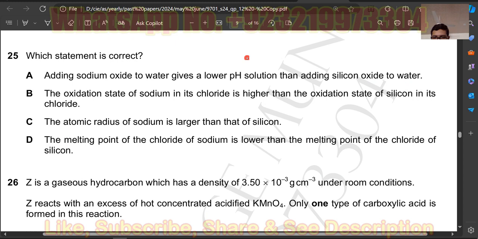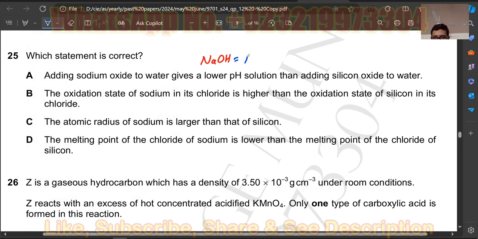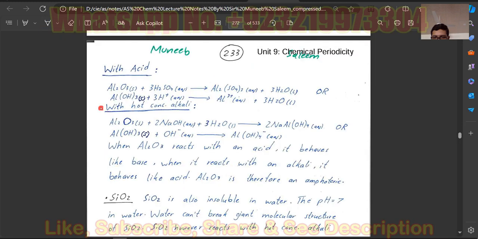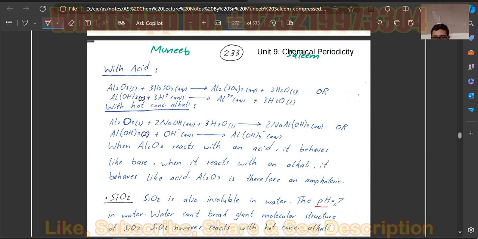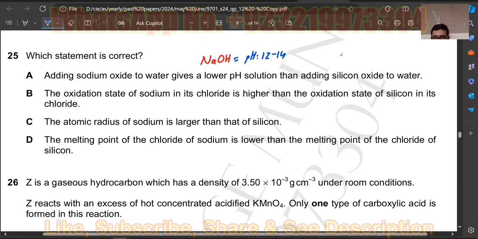Alright, we know that sodium oxide, when dissolved in water, produces NaOH, and this will have a pH value of around 12 to 14. Whereas when silicon dioxide is added to water, now coming back to my notes, we can see that silicon oxide is insoluble in water and the pH value is 7. So we have seen that the value is pH 7 when silicon dioxide is added in water. So we will write pH value is 7.